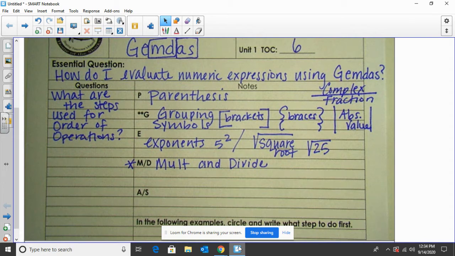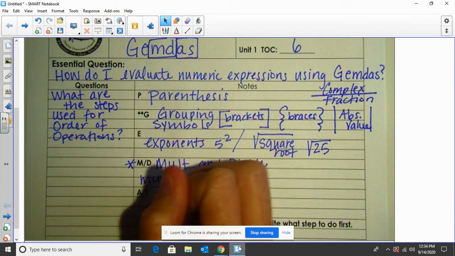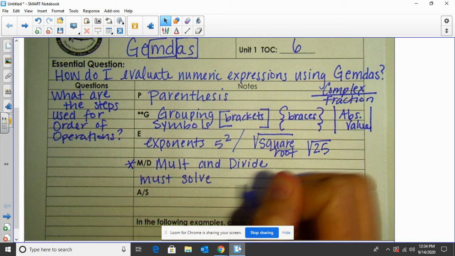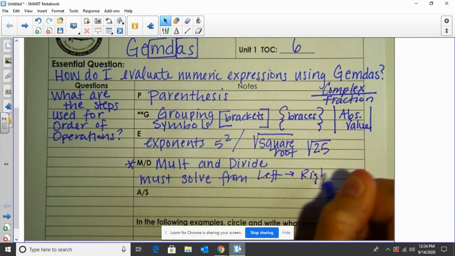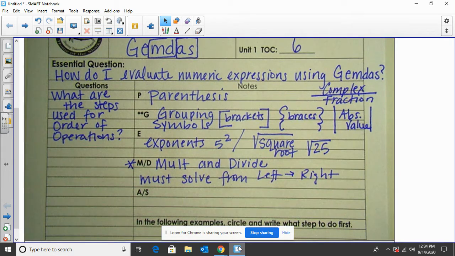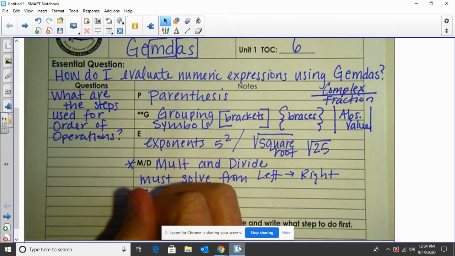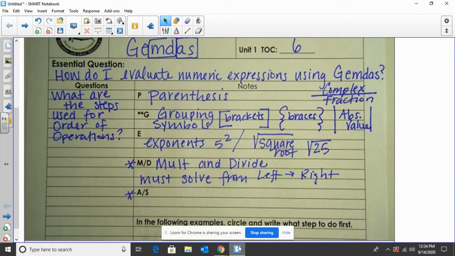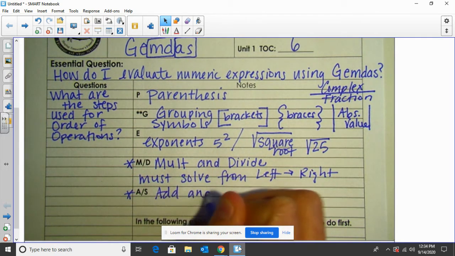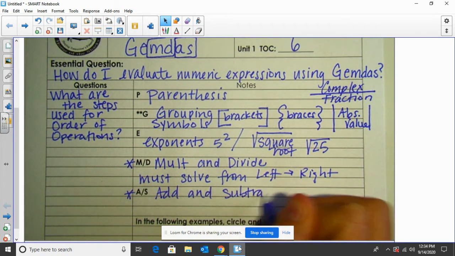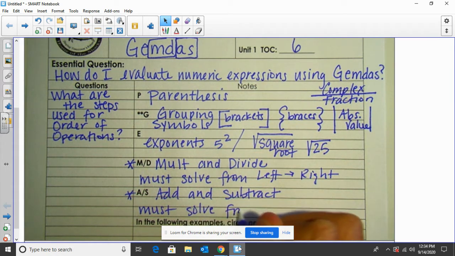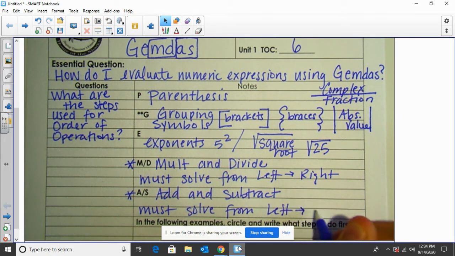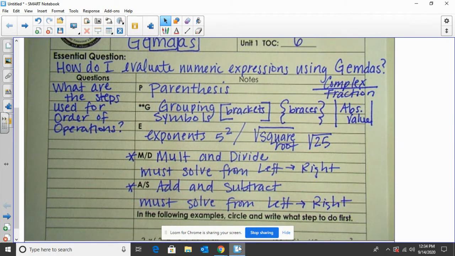But the reason I said it's really important is because you must solve the multiply and divide from left to right. So if divide shows up before multiply, you have to do the division first. Add and subtract is also a left to right category. Okay, so these guys you must also solve from left to right.